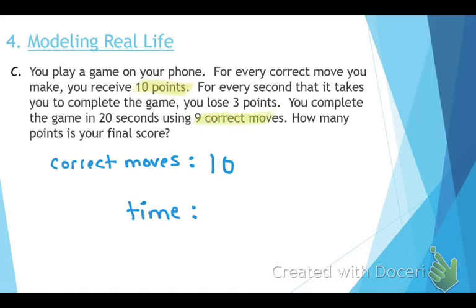So I could do 10 plus 10 plus 10 and so on, 9 times, or what could I do instead? Just multiply it together. How many points am I getting from my correct moves? 90. Is that positive or negative points? Positive points. Circle it. That's an important piece.